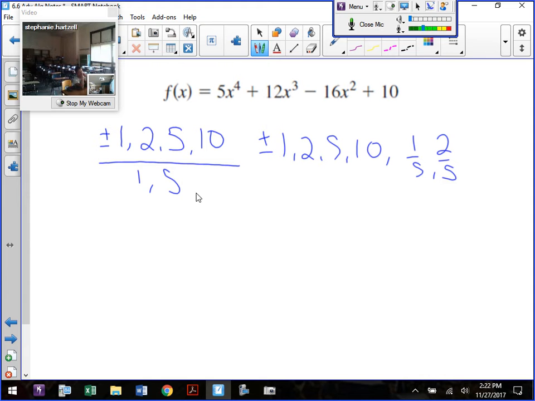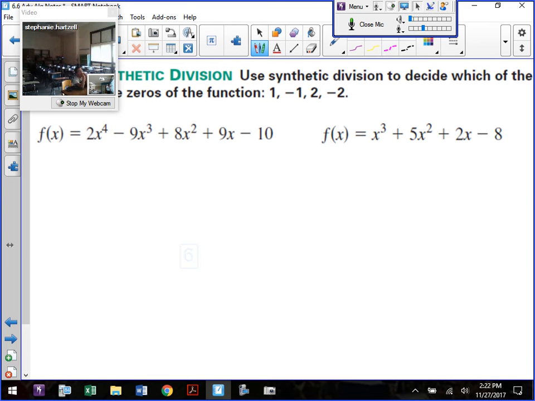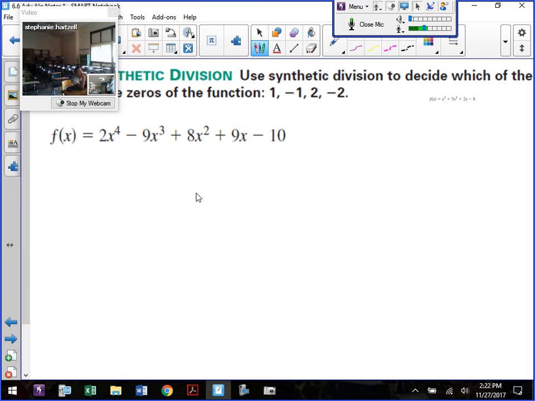Questions on that? Okay, let's go to the next little bit of this. The next little bit talks about using synthetic division to determine whether or not something is a zero.